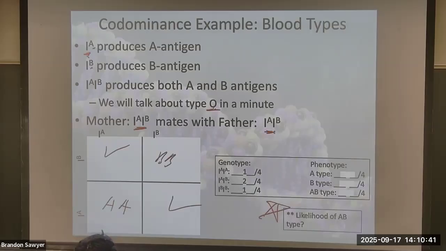So then we translate that to the phenotypes, right? We'll have one type A blood, one type B blood, and then two AB blood. So the likelihood of the AB blood, which is what about 80% of you put, is 50%. Okay, so 50% for that one.